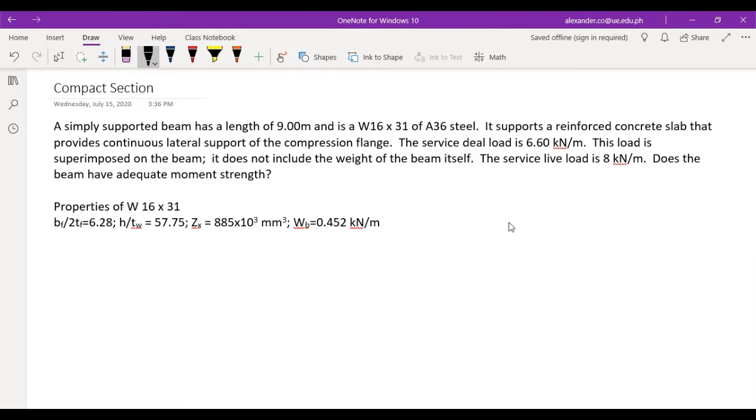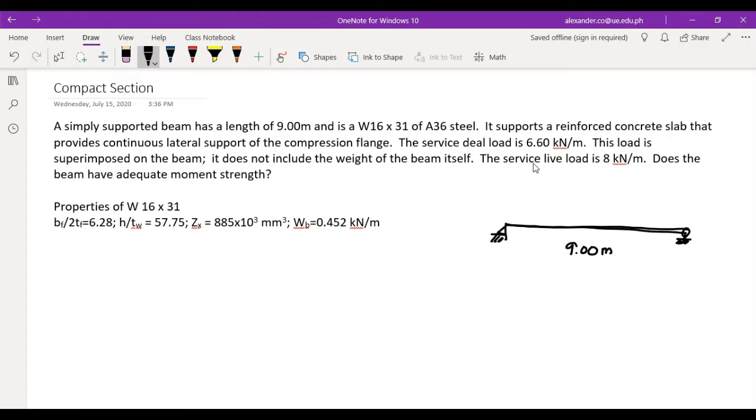Ayan. So may beam tayo, simply supported. Okay, alam na natin yan. Sabi nga, dapat alam nyo na yan. Okay, so yan yung beam. Ang beam is a W shape na 16 by 31 A36 steel. So pag A36, alam na natin na F sub Y is 248 megapascal. Tapos ang length niya is 9 meters.